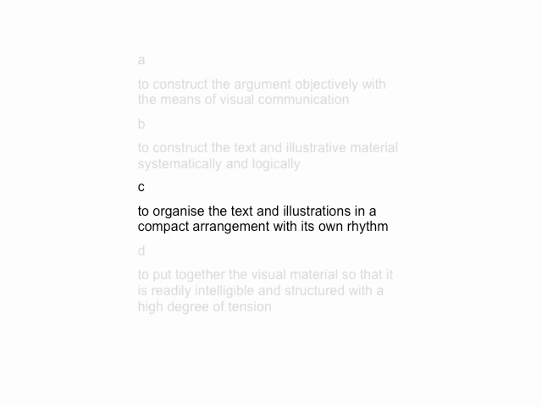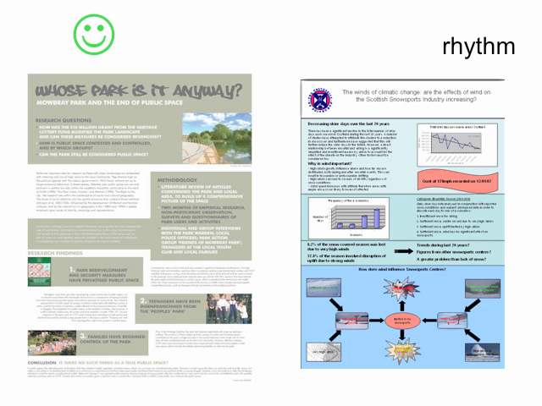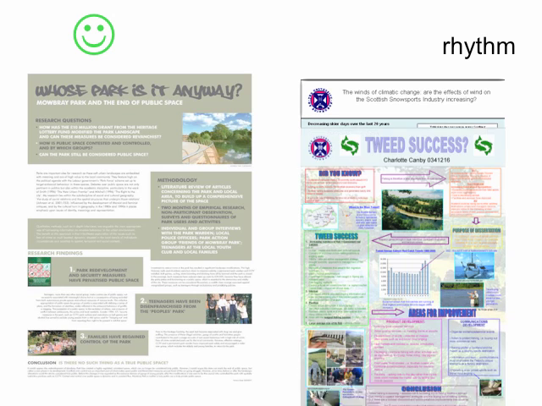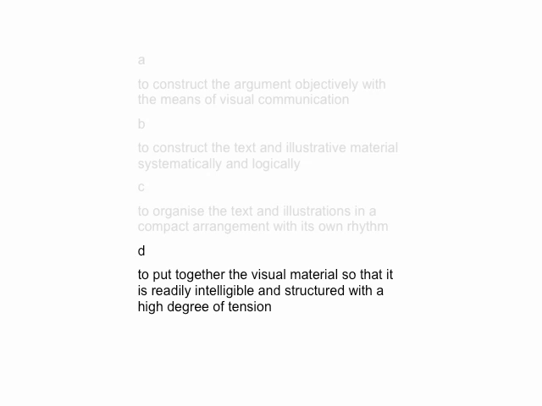Organize the text and illustrations in a compact arrangement with its own rhythm. So examples of rhythm. That one on the left looks pretty good. It's got a nice sense of pattern to it. The size of those blocks and the size of the text are very similar. Whereas the one on the right has different sizes of text. The boxes are kind of different. It doesn't look like it hangs together very well. There's another example with arrows. Always a worry. Text boxes of different size and shape don't line up.